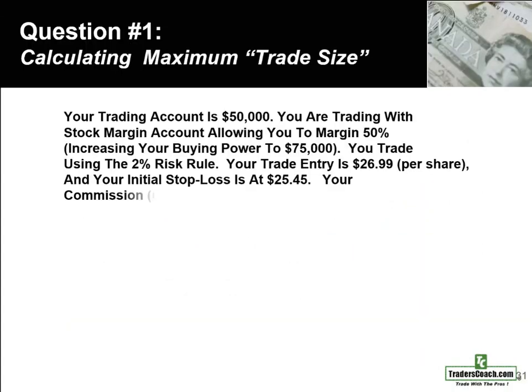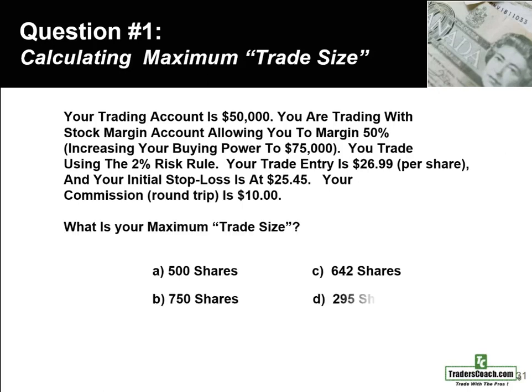You've seen the chart, so now the question is, what's your maximum trade size going to be? We have an account value of 50,000. You have a margin account of 50%, so that increases your buying power to 75,000. You trade using the 2% risk rule. Your trade entry is 26.99, and your initial stop loss is at 25.45, and your commissions in this example are $10.